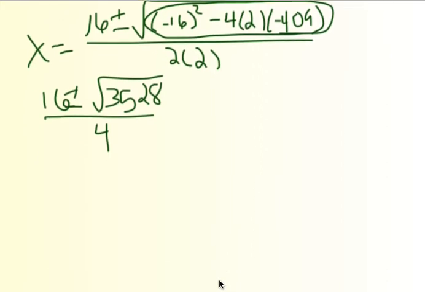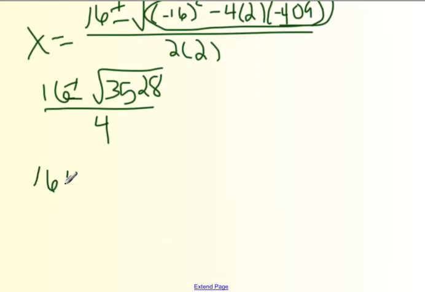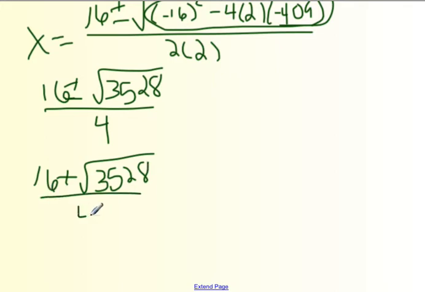So now what we're going to do is do our pluses and minuses. So we have 16 plus the square root of 3,528. So I'm going to start by calculating that out. And once I do that, I'm going to take it and divide it by 4. And doing that, I get 75 point, oops, then I have to divide that by 4. Goodness, I forgot that. And I get 18.8. So that's for one of them.